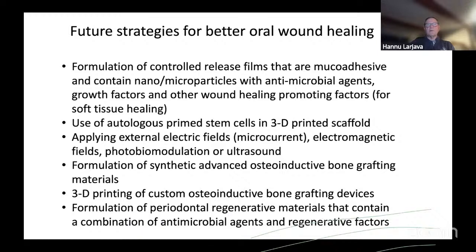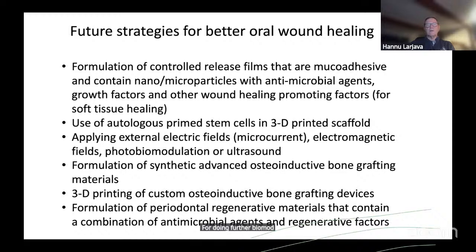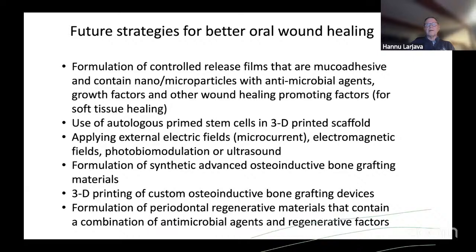Another option would be to apply external electric or electromagnetic fields, or to do photobiomodulation or ultrasound. Those kinds of things have already been experimented with to some degree, but they are not there yet. But they all could potentially be used for advancing wound healing in the bone and potentially also in the soft tissue. And the grafting materials for osteoinduction I already discussed.